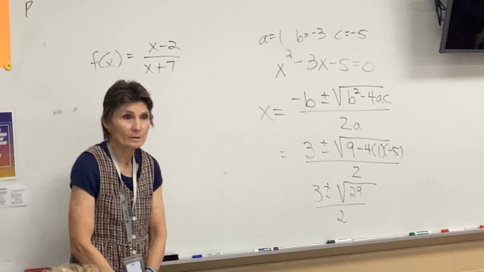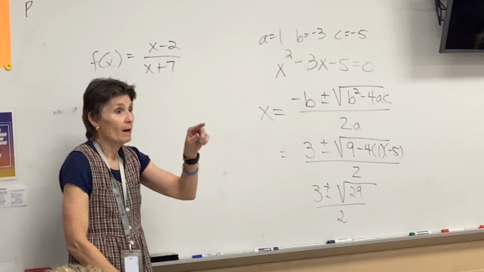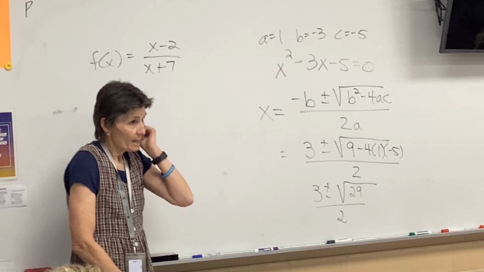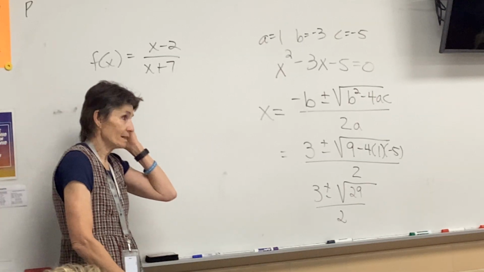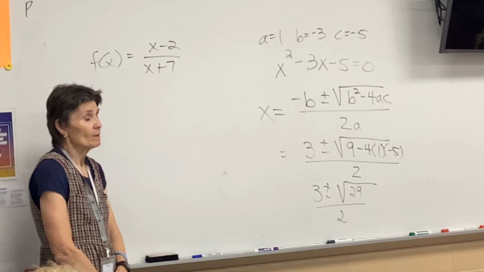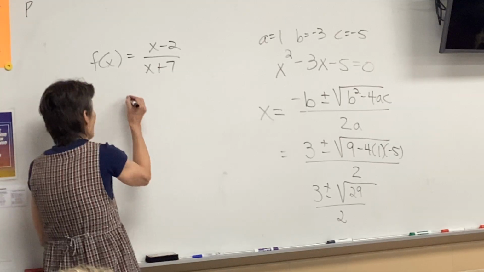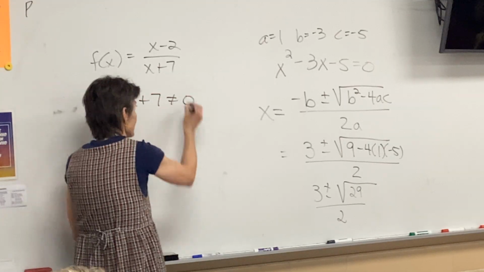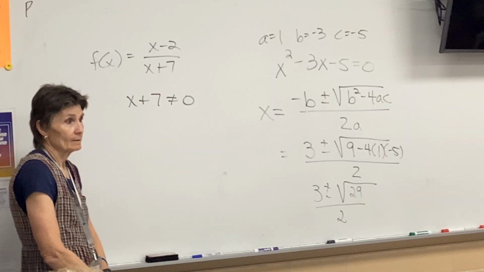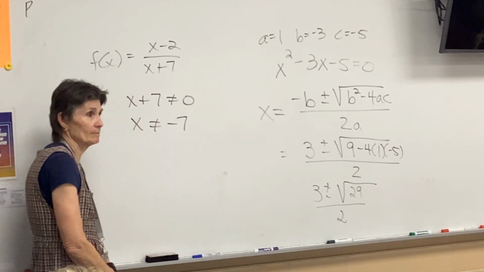There are 2 rules about domain. The denominator cannot equal 0, and whatever is under the radical has to be greater than or equal to 0. Those are our domain rules. Well, this problem doesn't have a radical, so I don't need to worry about that one. But the denominator cannot be 0, right? Which means x cannot be negative 7.